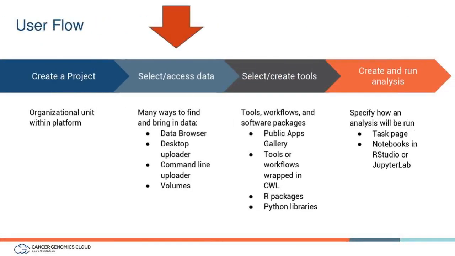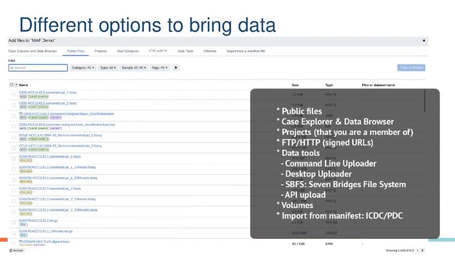So we talked about all the project options. So let's talk about how you may find and access data. So there are many options to bring in data to the platform. And here's a screenshot of the add files window. And we're going to talk about data browser and what that enables later. But we also have a lot of public files to get you started. So there's a lot of test files. There's also a lot of human genome references. Those are all hosted on the CGC, so you don't have to upload those or pay for storage for those.